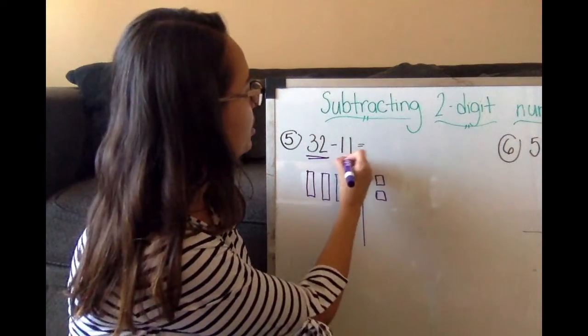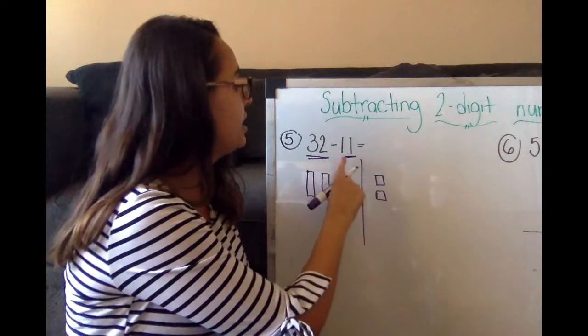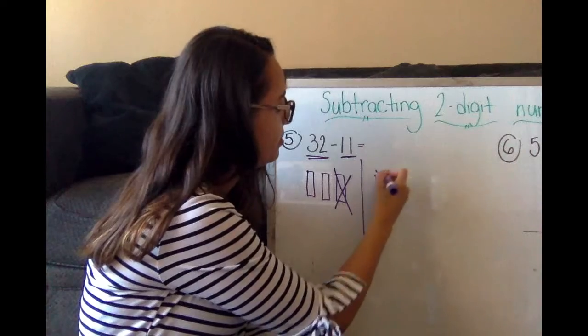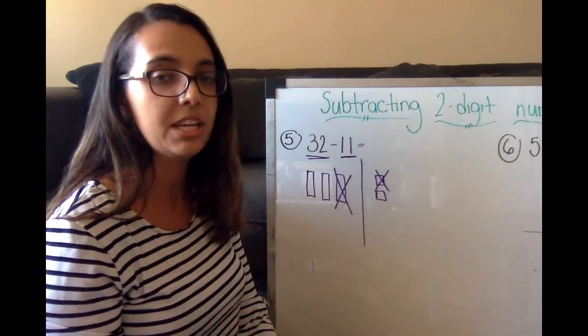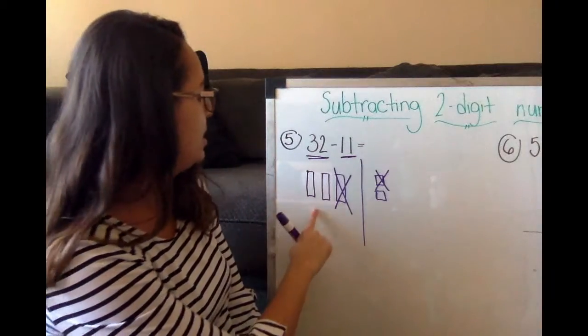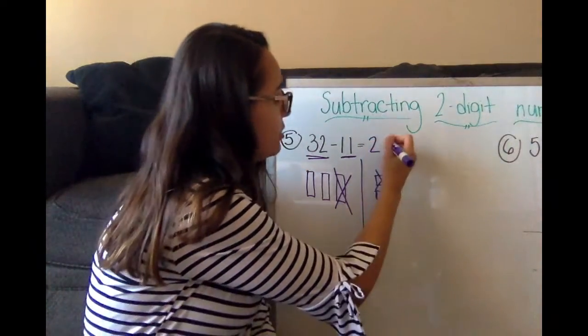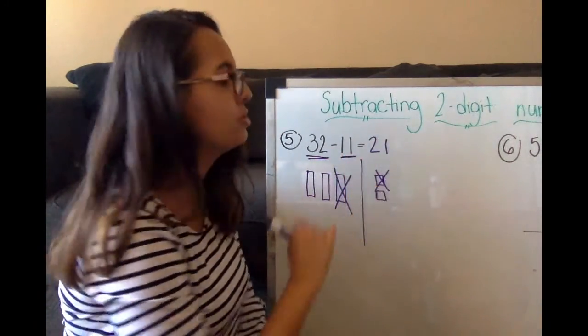So now I'm going to look at my number 11 and cross out 11. So I see in 11 that there's 1 ten and 1 one. So let me count how many I have left over, and that's going to be the answer to my subtraction problem. I have 2 tens and 1 one left. So the answer to 32 minus 11 equals 21.